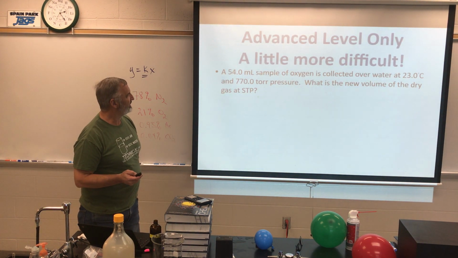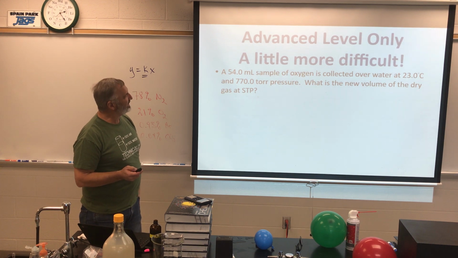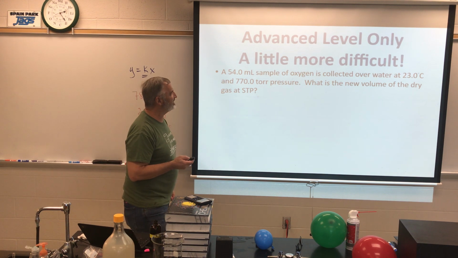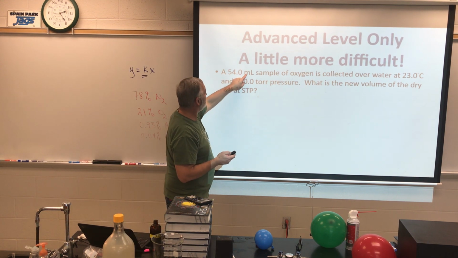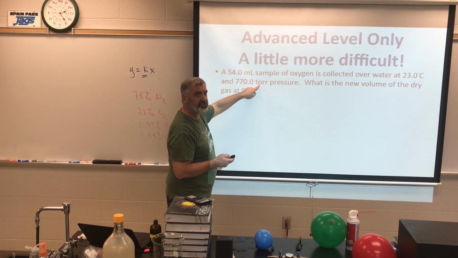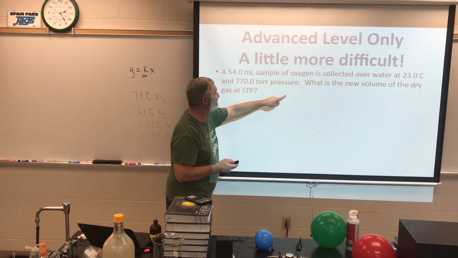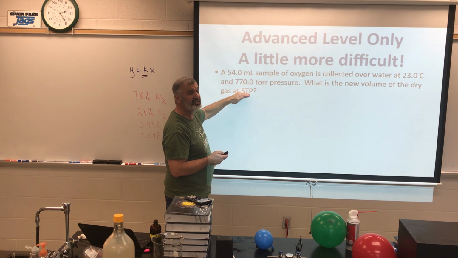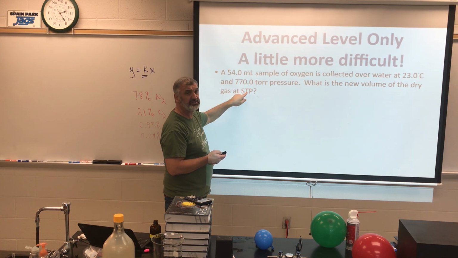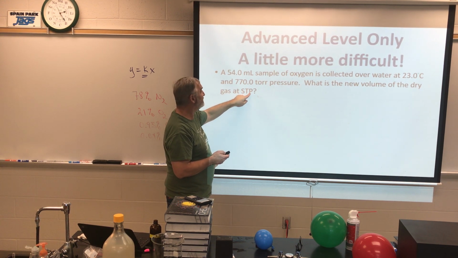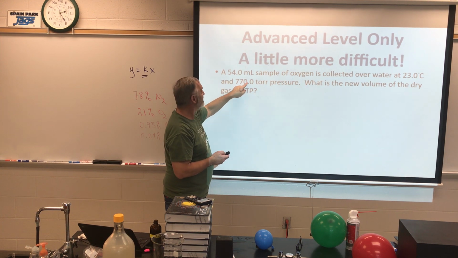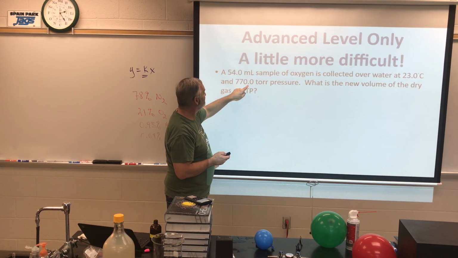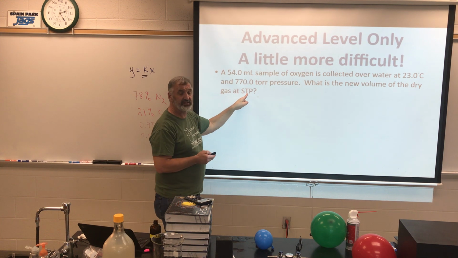All right, now here's one for advanced level. But notice how it's different on this one. We're given a volume, a temperature, and a pressure, but now it asks what's the new volume of the dry gas at STP. So now I have a second set of conditions. STP: 0 degrees Celsius, 1 atmosphere, or 760 torr. So I have 770, 760, I have 23, I have 0.